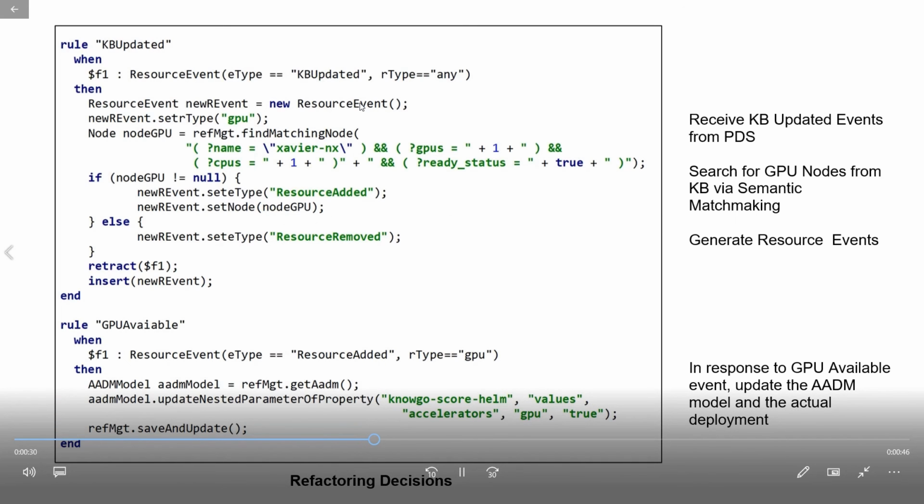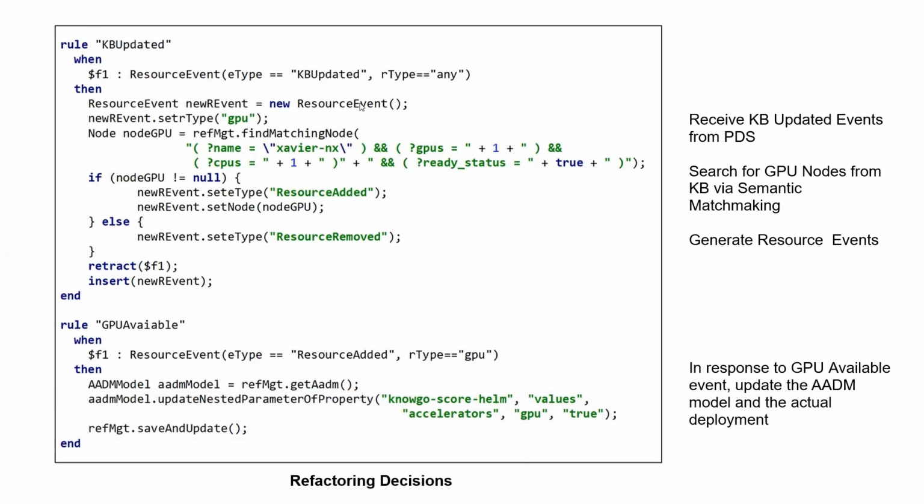As the GPU becomes available, the refactor receives a notification from the platform discovery service and then queries the updated state from the knowledge base. In the case where GPU has become available, the Helm chart values tied to the ADM are patched automatically, and the deployment within the cluster is updated.